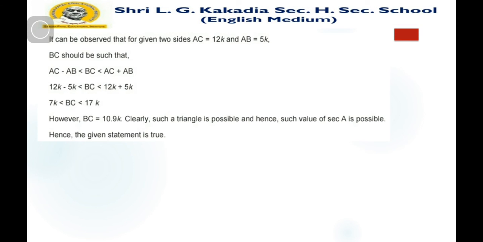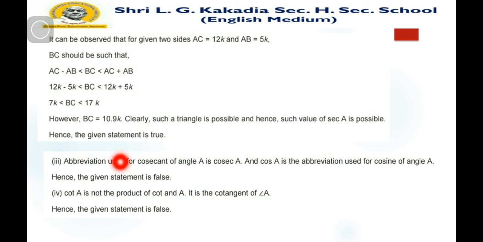Now the fourth statement and the fifth statement. The abbreviation used for cosecant of angle A is cosec A, not cos A. And cos A is the abbreviation used for cosine of angle A. So hence the given statement is false. As well as cot A is not a product of cot and A. It is the cotangent of angle A. Hence the given statement is false.